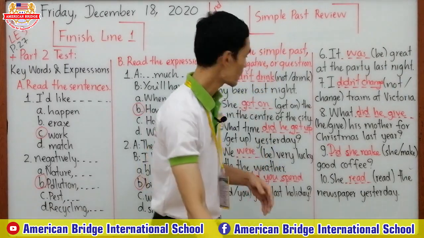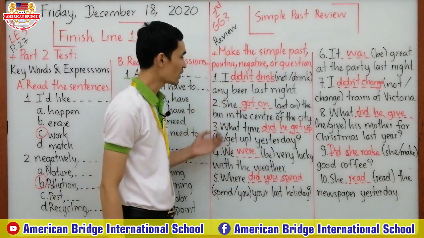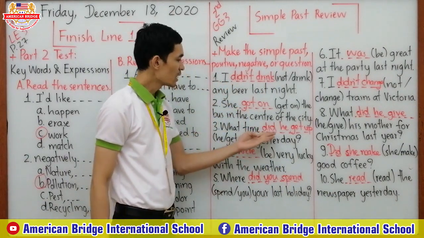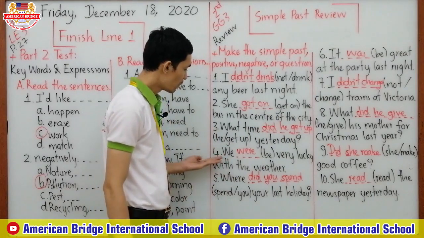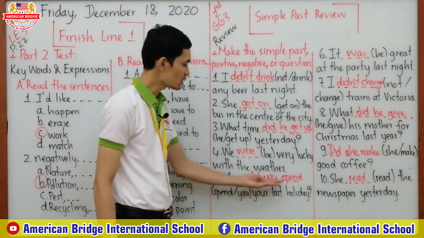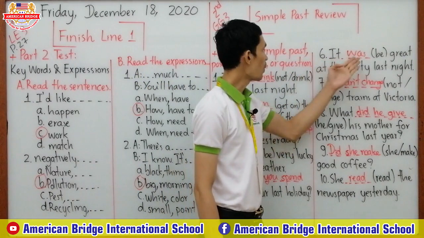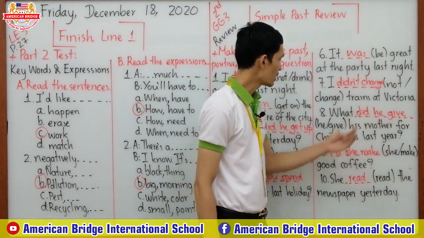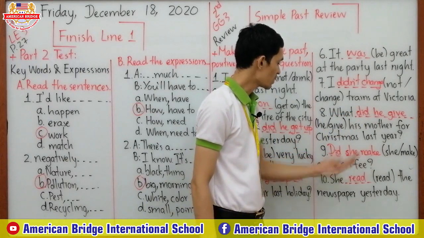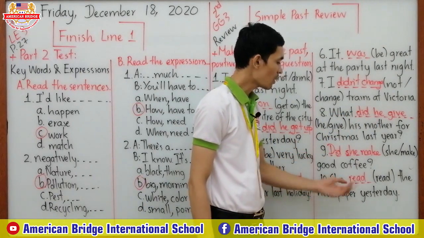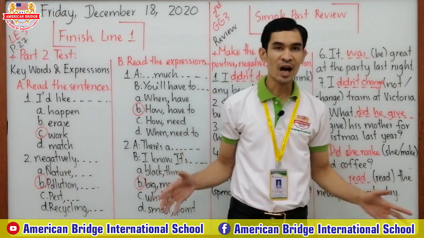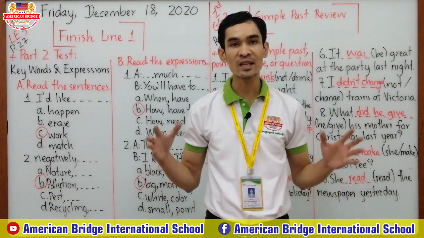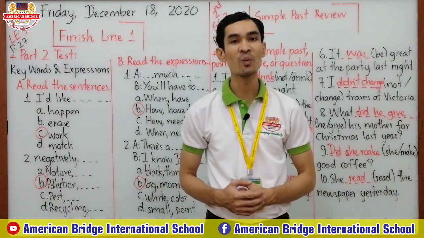Okay. She read the newspaper yesterday. Okay, so you can check your answers again, everyone. Here are your answers. 1, didn't drink. 2, got on. 3, did he get up? 4, were. 5, did you spend? 6, was. 7, didn't change. 8, did he give? 9, did she make? And 10, read.